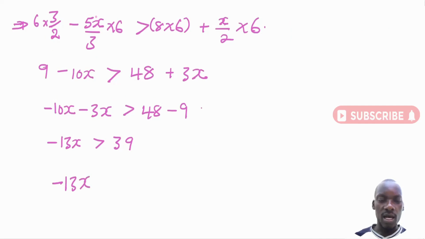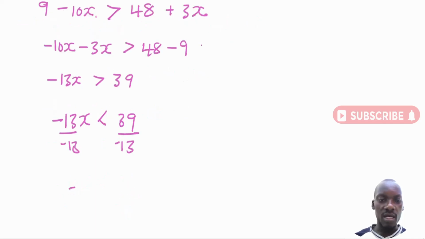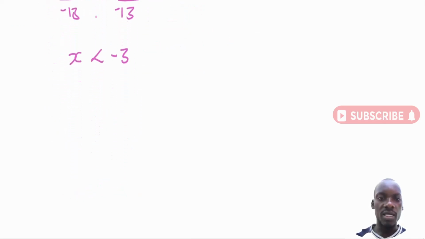We reverse the inequality symbol, becoming less than, as we divide through by negative 3 on both sides. So on the left hand side we have x being less than negative 3. Let us now represent this on a number line.